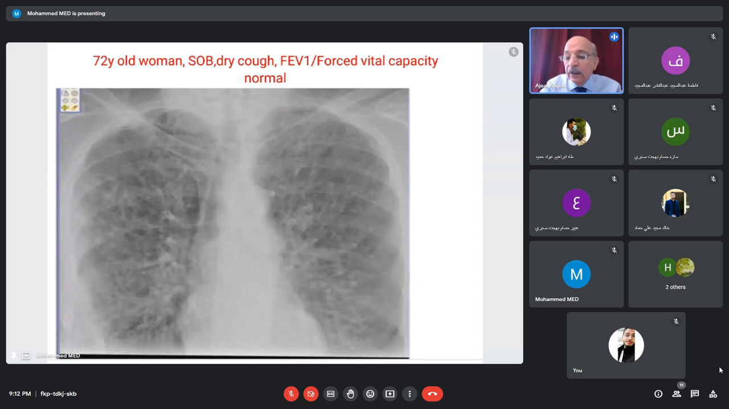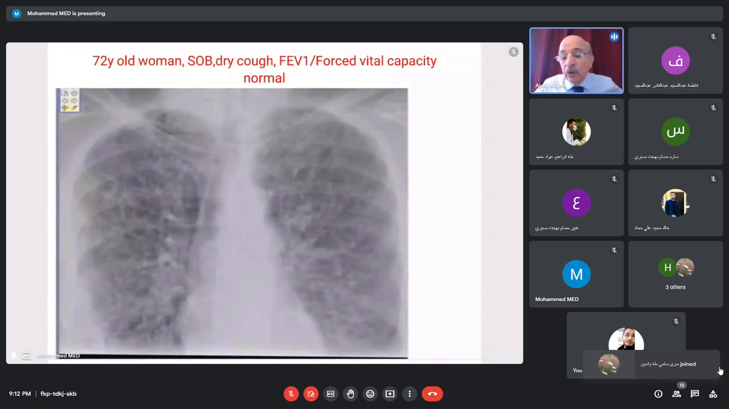This patient clinically will be cyanosed, and she may have clubbing of the fingers. When you examine the chest, particularly on auscultation, you will hear coarse crepitations over the back of the chest in a patient like this. Next slide, please.